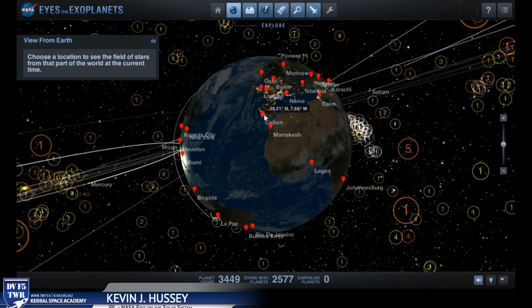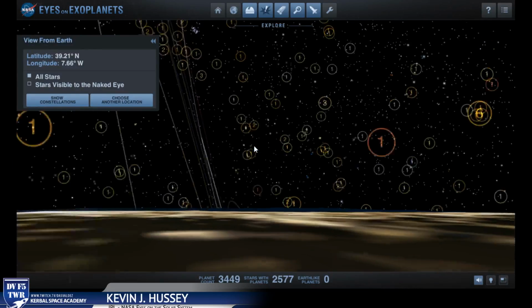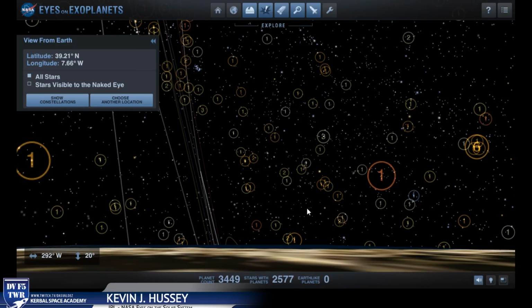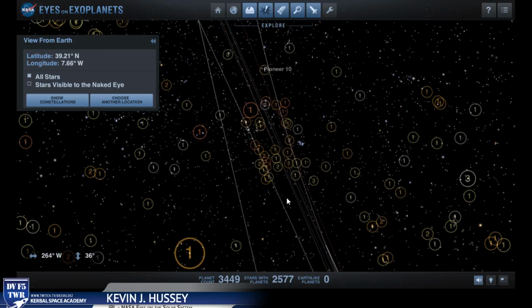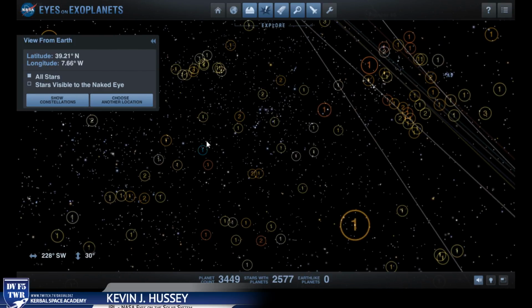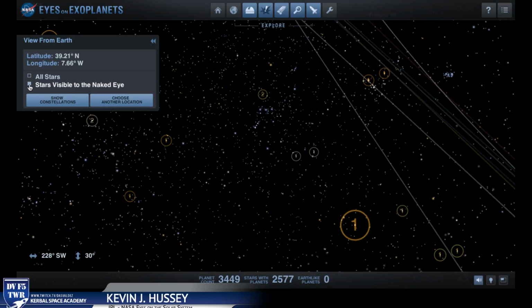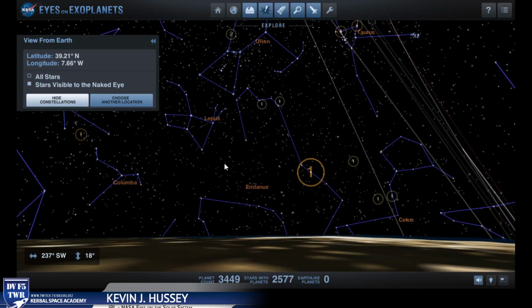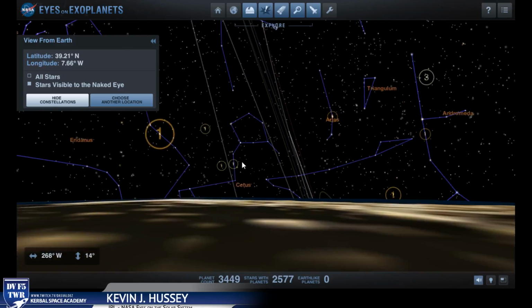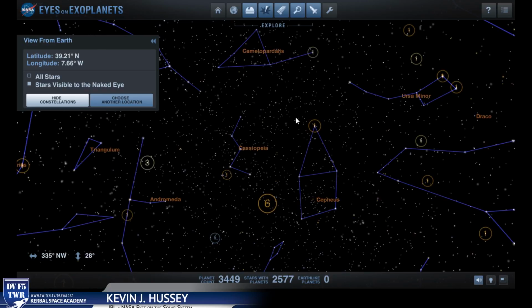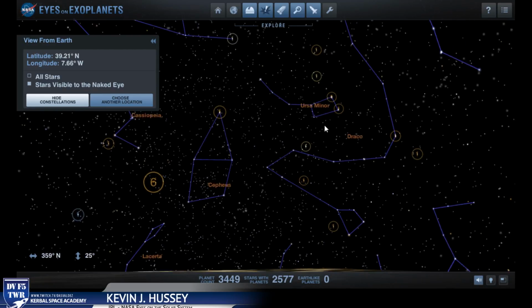If I was in Lisbon right now and I looked up at the night sky, I love the cuts, by the way, how it flies to the next location. If you look around, these are the stars that have exoplanets up in your night sky. Now, I'm going to say stars only visible to the naked eye, which will greatly cut down the number. And to help you find where it is, I'm going to show the constellations. Now I'm looking around, and there's one with 6. Here's one at the Little Dipper.